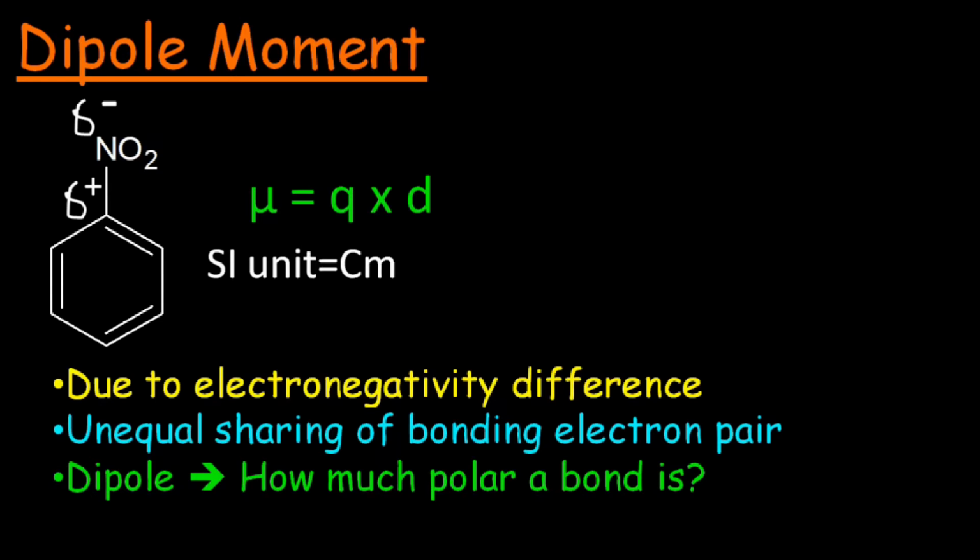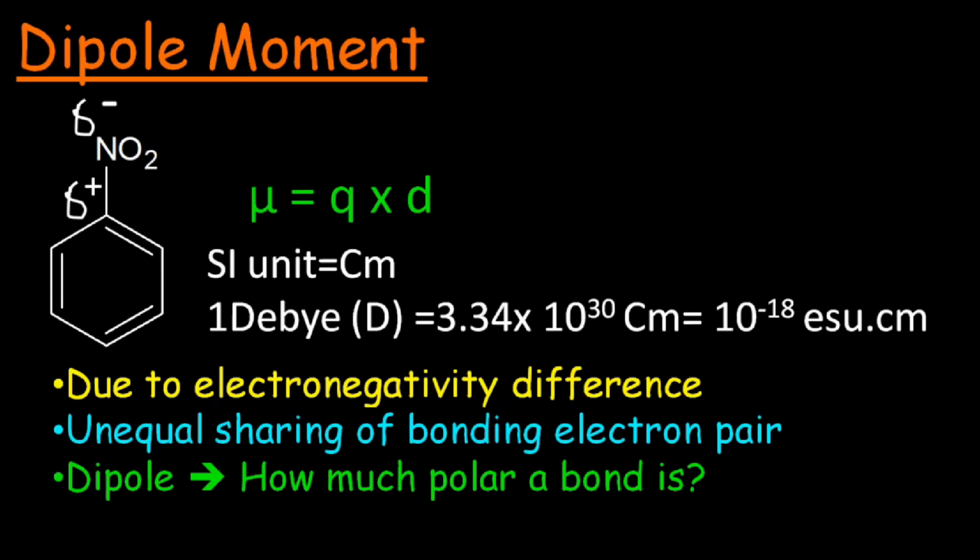The most commonly used unit of dipole moment is the debye, in honor of the scientist who gave the concept of dipole moment. He was a physical chemist, Peter Debye, and 1 debye equals 3.34 × 10 to the power minus 30 coulomb meter, which is also equal to 10 to the power minus 18 esu centimeter.